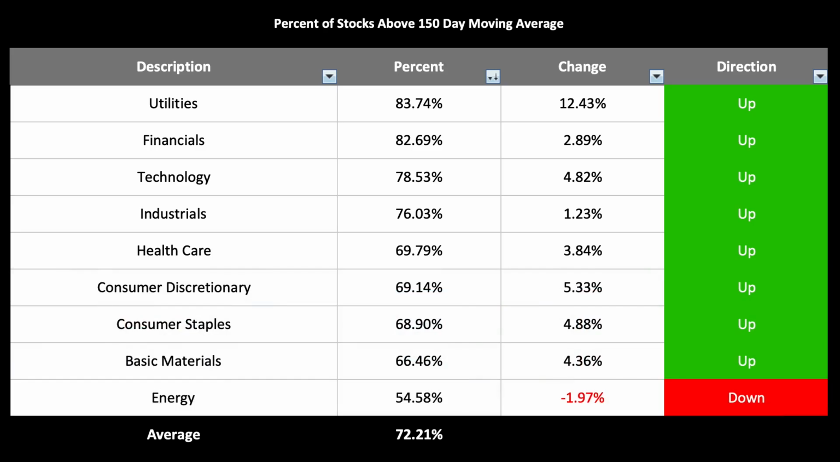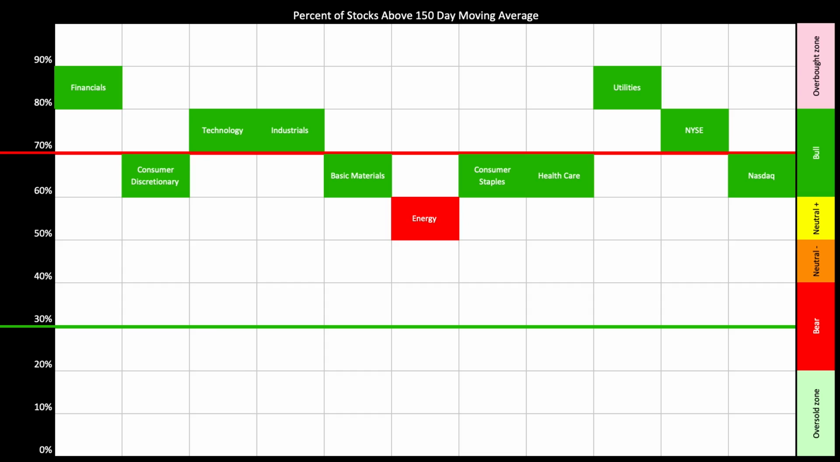Next we have the sector breadth charts, where we have the percentage of stocks above their 150-day moving averages, which shows the different sectors and what percentage of stocks are above their 150-day moving average, and the total down the bottom here. This is a visual representation of the sectors, as you can see.